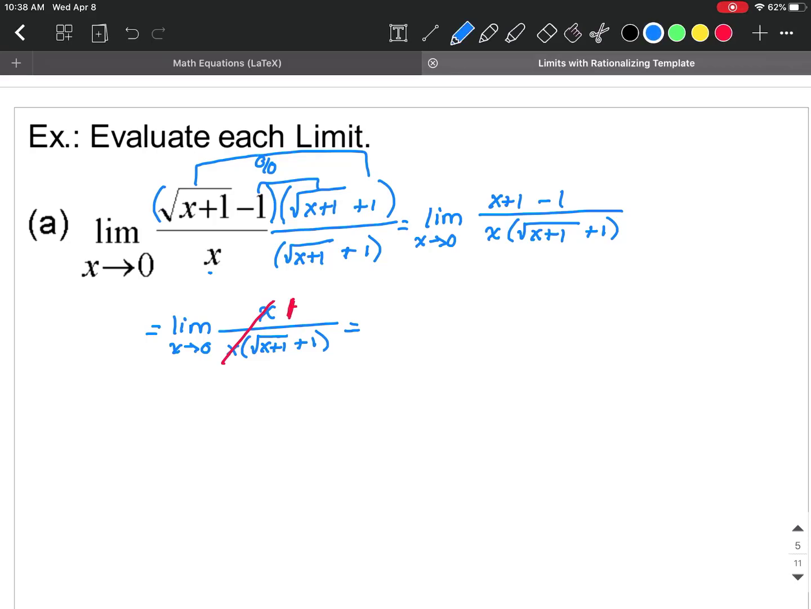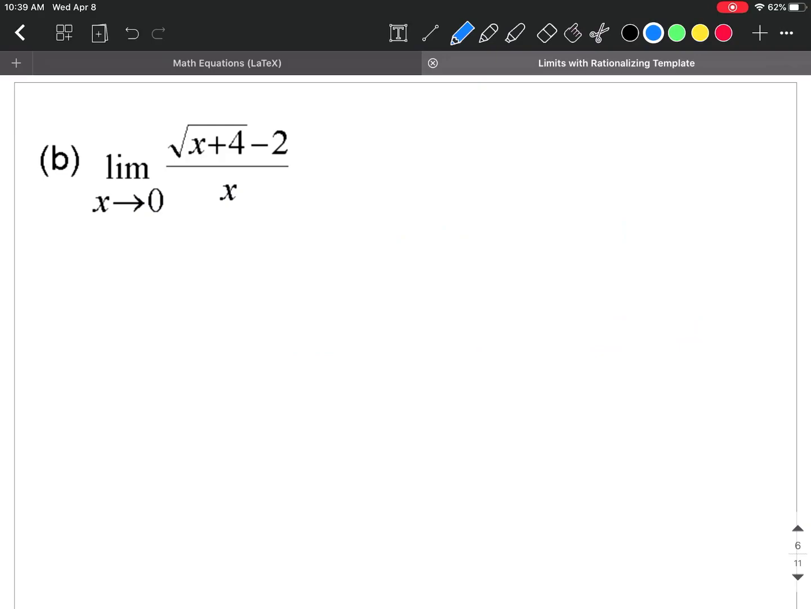All right, so now we have the limit as x approaches 0 of 1 over the square root of x plus 1 plus 1. Now we substitute: 1 over the square root of 0 plus 1 plus 1. 1 over 1 plus 1, which is 1/2. Okay, so here we go. We are definitely going to get 0 over 0.